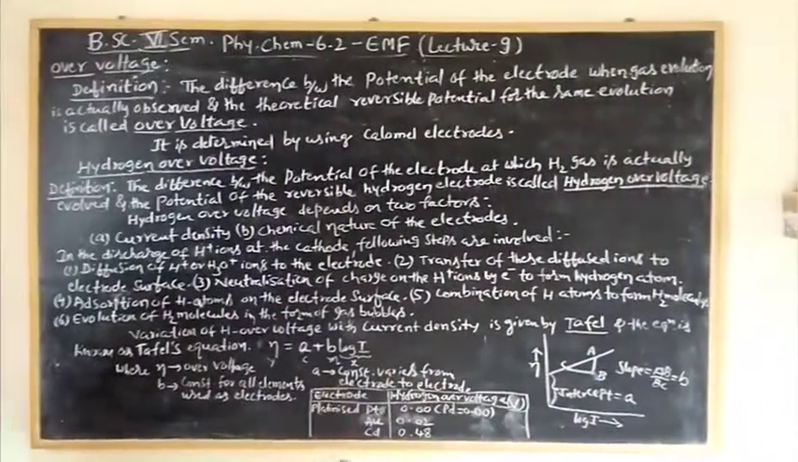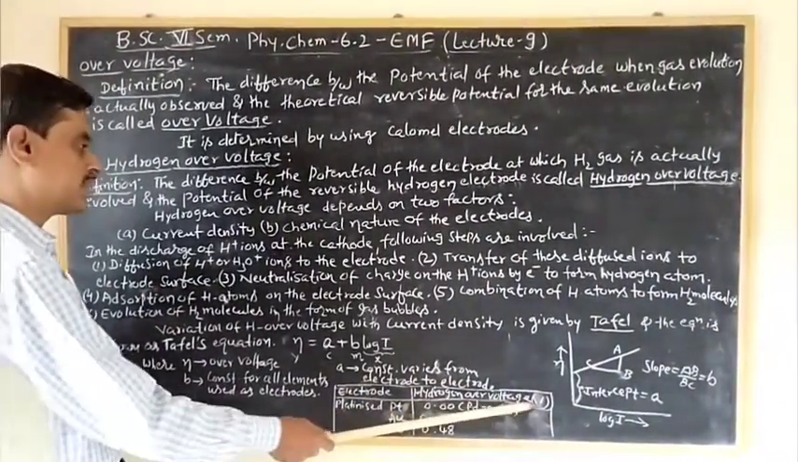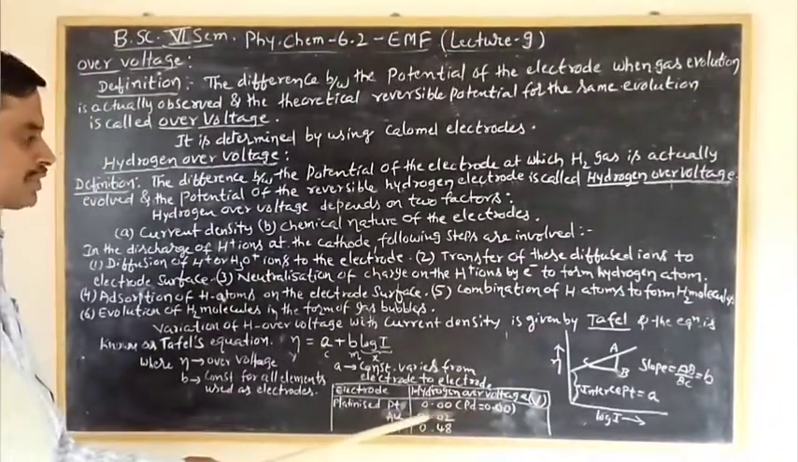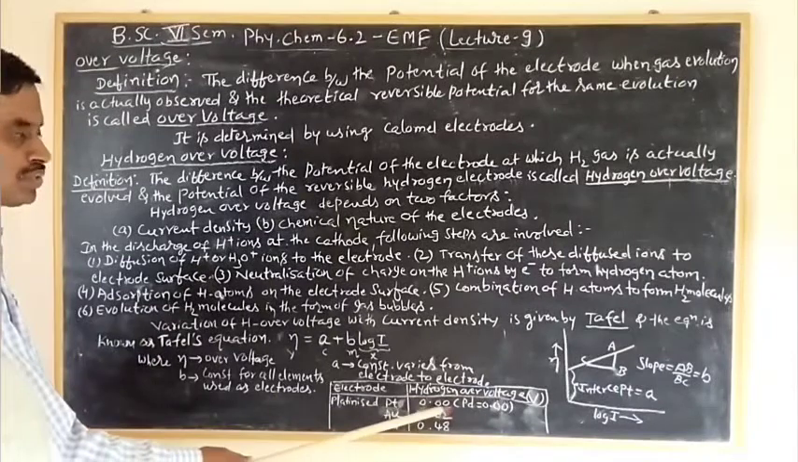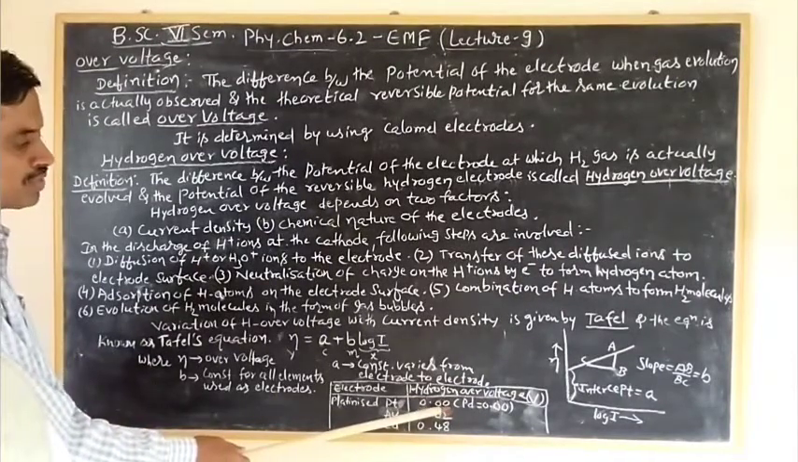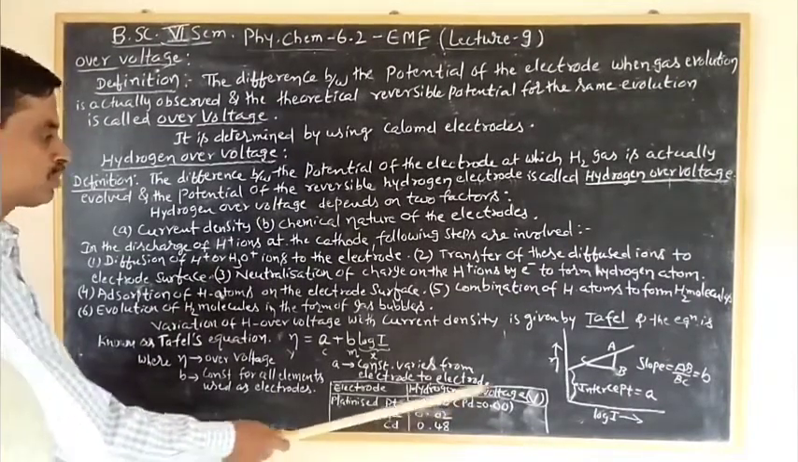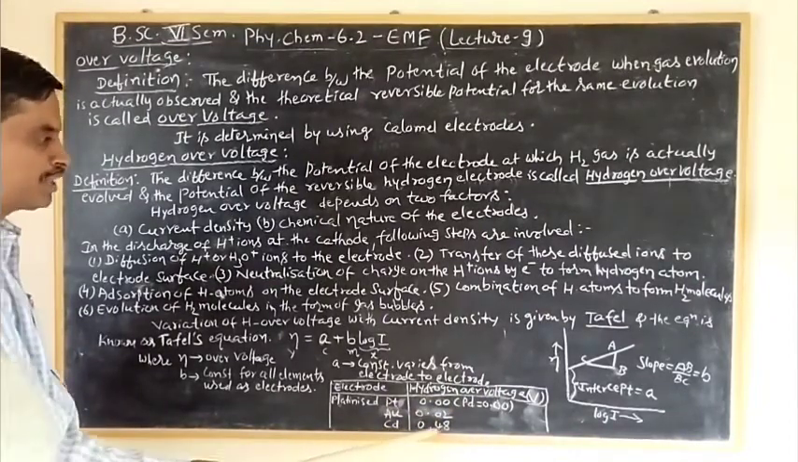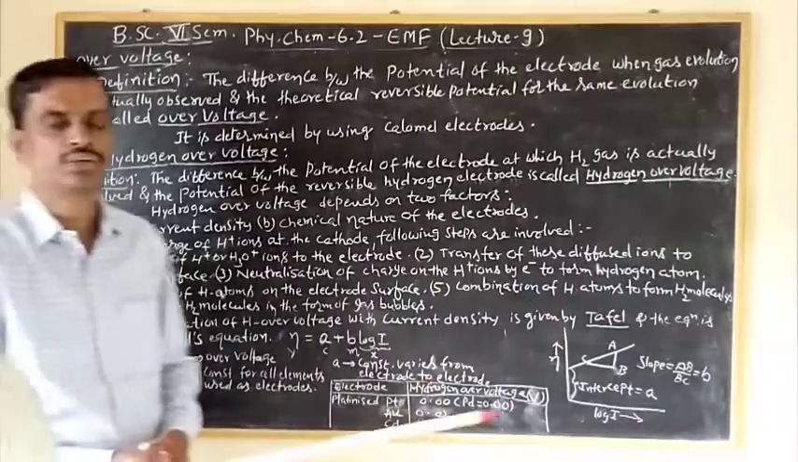And some values are given here. Electrode and the hydrogen over voltage in terms of volts: platinum, and also palladium, having the hydrogen over voltage 0.00. Very minimum value, 0.00, means no value for this hydrogen over voltage. For gold it is 0.02 and for cadmium it is 0.48. So I think you followed this one.